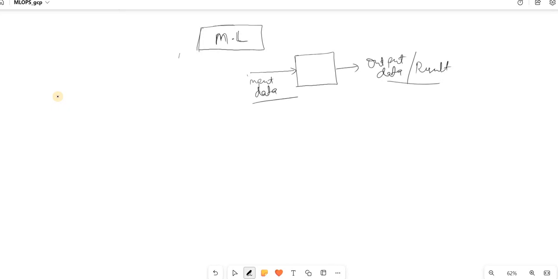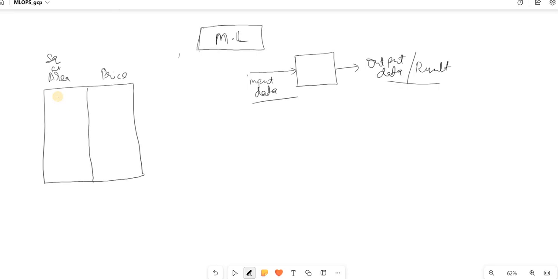Let us understand with a very simple example. Suppose this is data for houses which have different areas in square feet, and the price according to that. We have many records. Let's suppose this is data for a real estate or construction company.